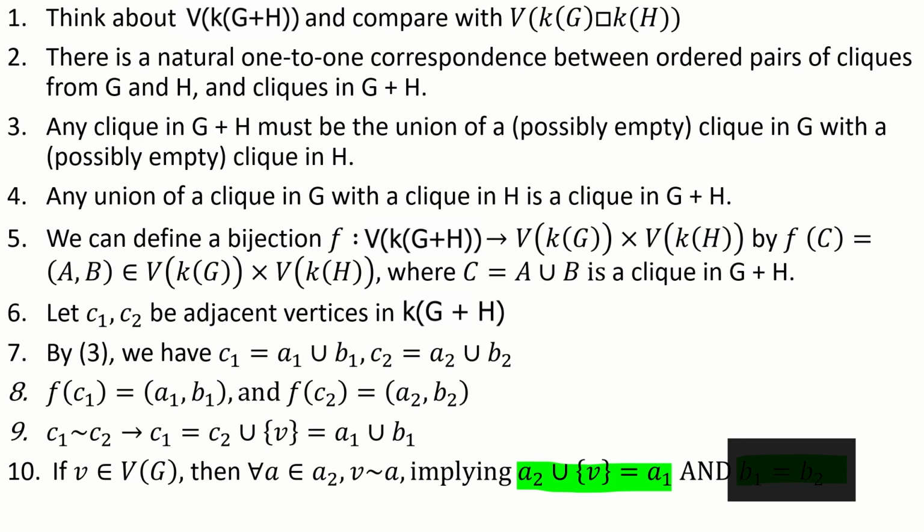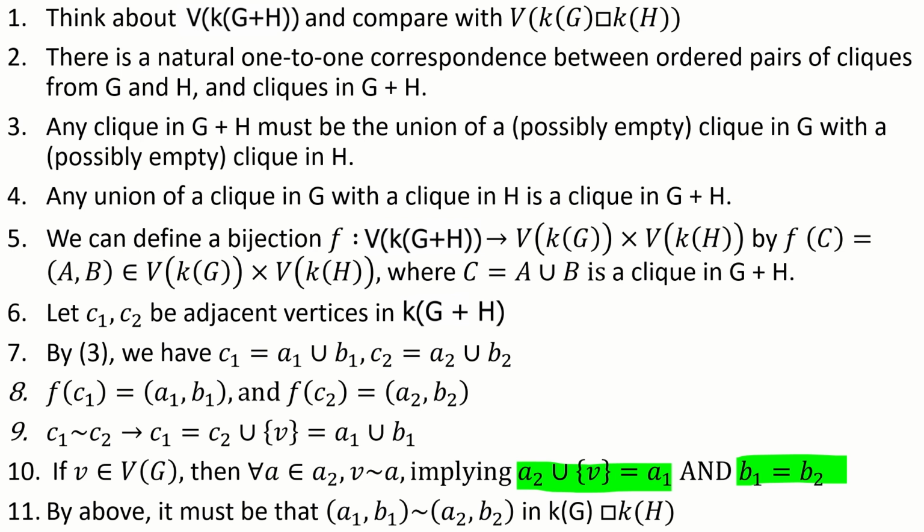Also, notice that B sub 1 must equal B sub 2, as if the vertex V that's present in C sub 1 but not in C sub 2 was from graph G, then the set of vertices in graph H in both cliques must be the same. What does this mean for the pair of the images of C sub 1 and C sub 2 under our mapping F?